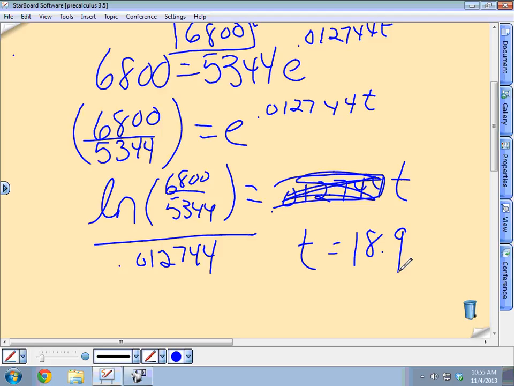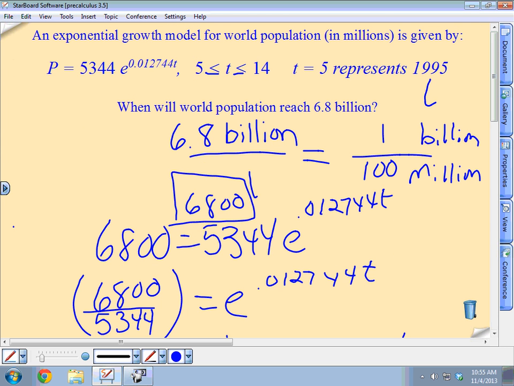And so t equals 18.9. So the question is, when will the world population reach 6.8 billion? In 2009. Be careful. 2008. Yeah, but it's like at the end of 2008.